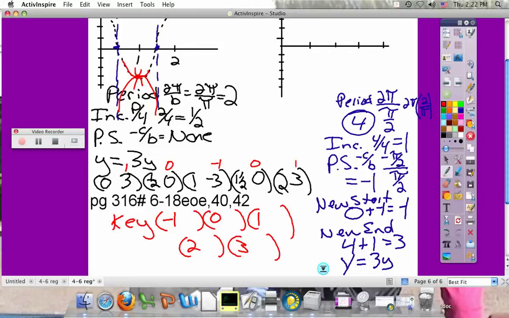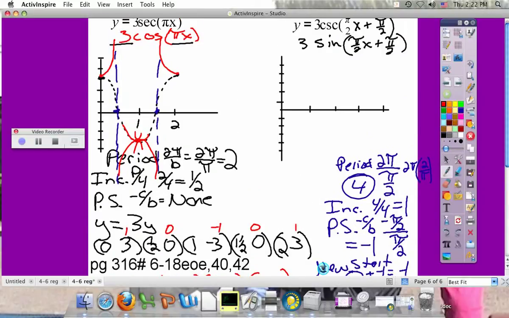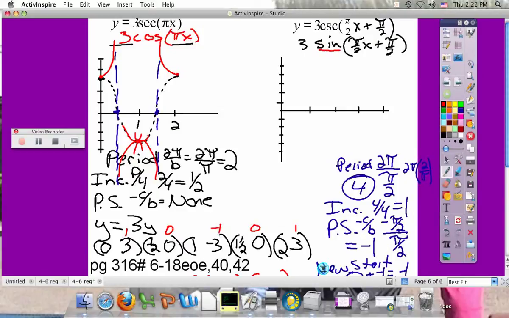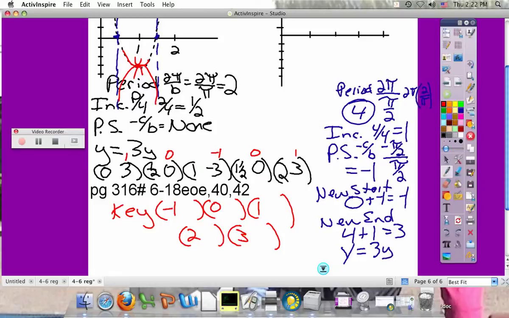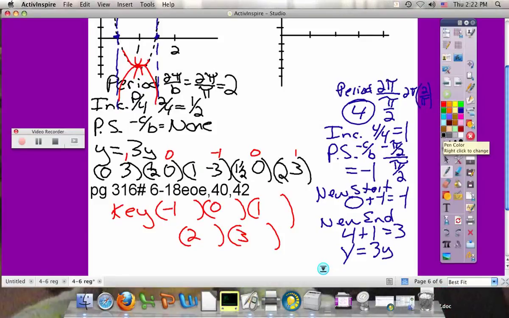Now, because we are graphing a sine function, you have to take all your y values for sine, don't you? So what are the y values for sine? They are 0, 1, 0, negative 1, and 0. And we have to multiply them all by 3. So that would be 0, 3, 0, negative 3, and 0. So let's graph it and see what we get.